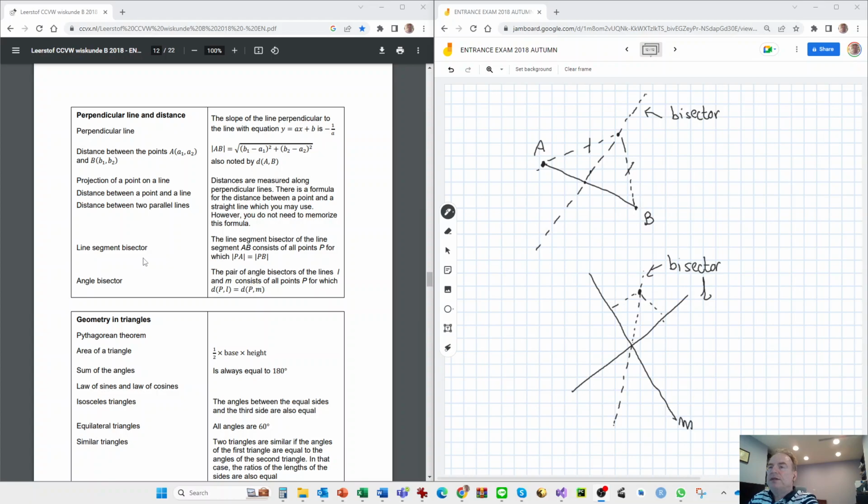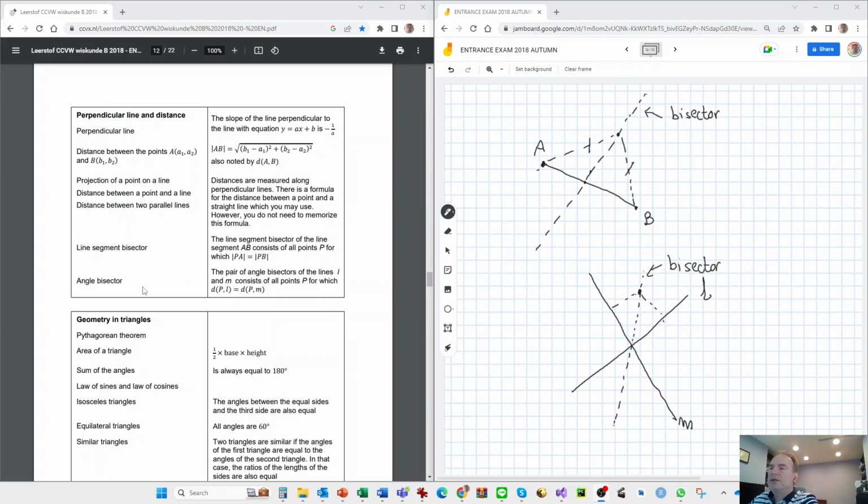They state we need to know what a line segment bisector is. Say I have a segment AB. The line segment bisector consists of all points P for which the distance from P to A is the same as the distance from P to B. So it will look like a line like this, and every point P is at the same distance from A and B. So it basically splits this segment in half.